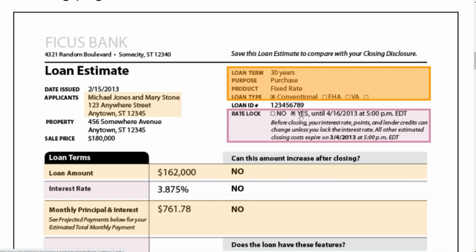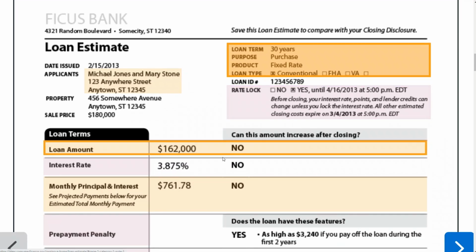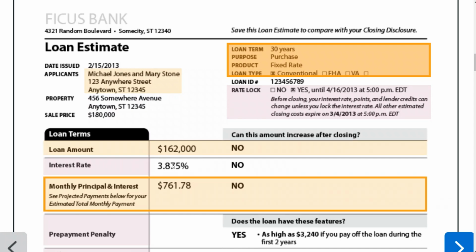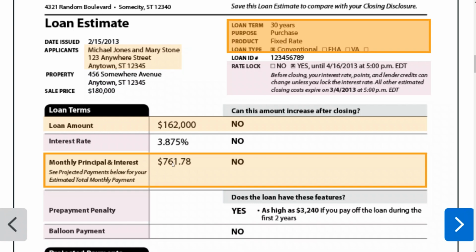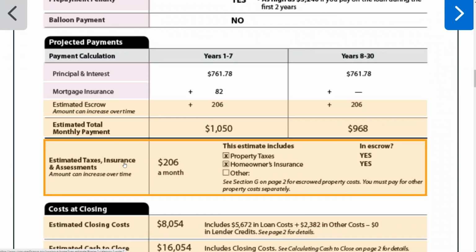You make sure the rate is locked or not locked. Then you come down to the interest rate. You make sure it is the right interest rate. In this case, you see here this 3.875. Then you roll down to this section here where the taxes and insurance are. You make sure if you wanted taxes and insurance included, taxes and insurance are included. And if you did not want them included, they are not included.